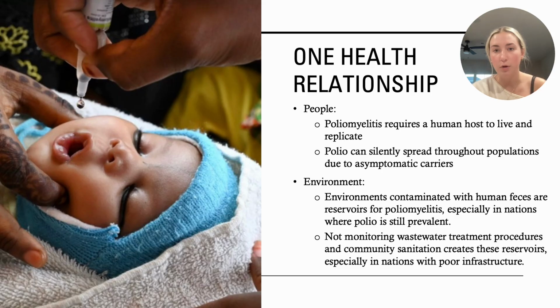Infrastructure also plays a key role. Countries with strong sanitation systems and high vaccination coverage are much less likely to experience sustained outbreaks, even if the virus is introduced to the population. In contrast, regions with poor infrastructure and gaps in immunization coverage are more vulnerable. So the One Health connection here shows that polio eradication depends not just on vaccines, but also on sanitation systems, environmental monitoring, healthcare access, and coordinated global policy.